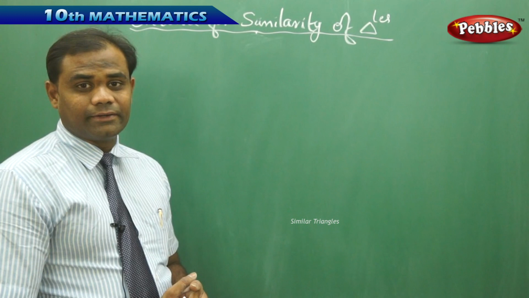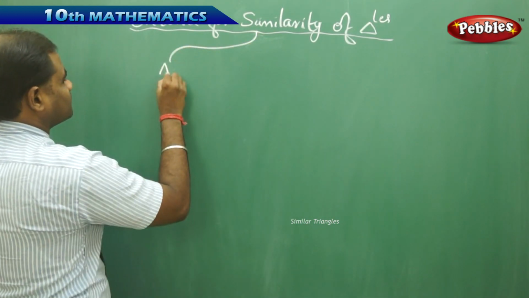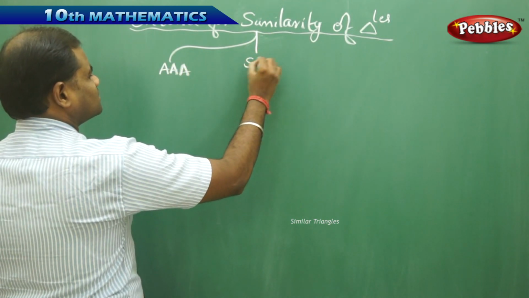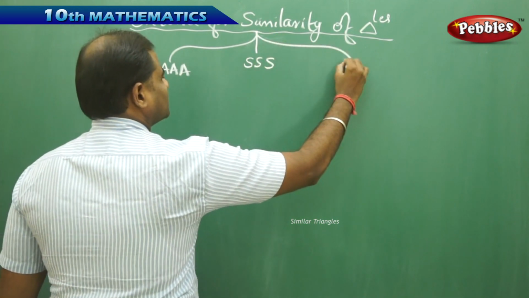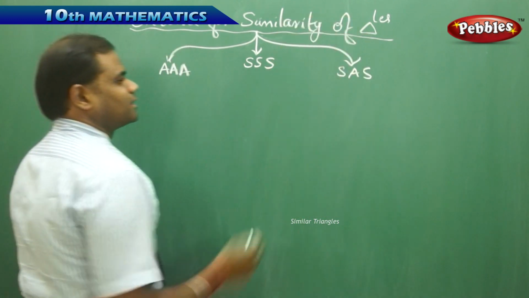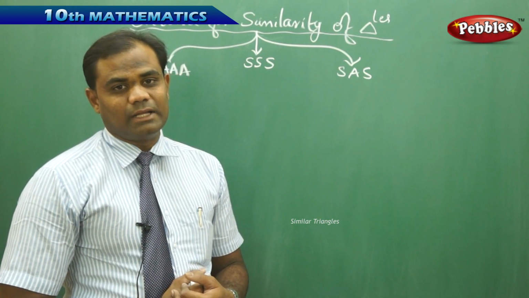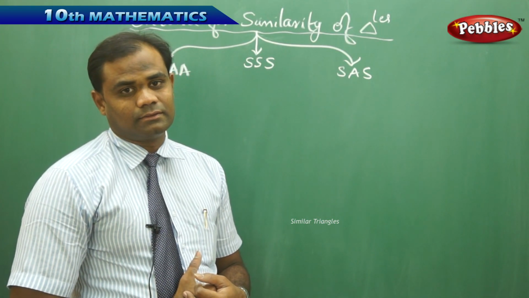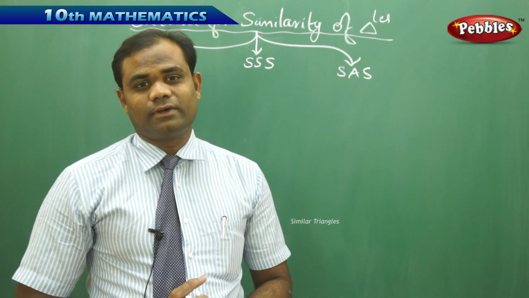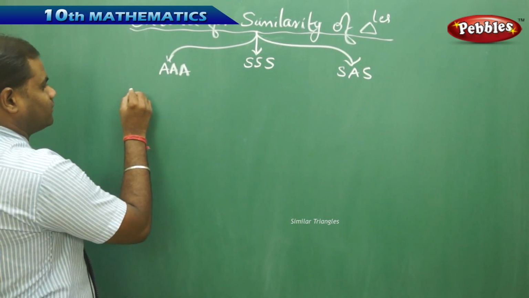So what are these 3 criterion is what we're going to discuss. The first criterion is AAA, and the second is SSS, and the third is SAS criterion. So these three criterion will define the similarity of triangles. So therefore, let's see how each of the criterion is defined. To start with, AAA criterion for similarity of triangles.